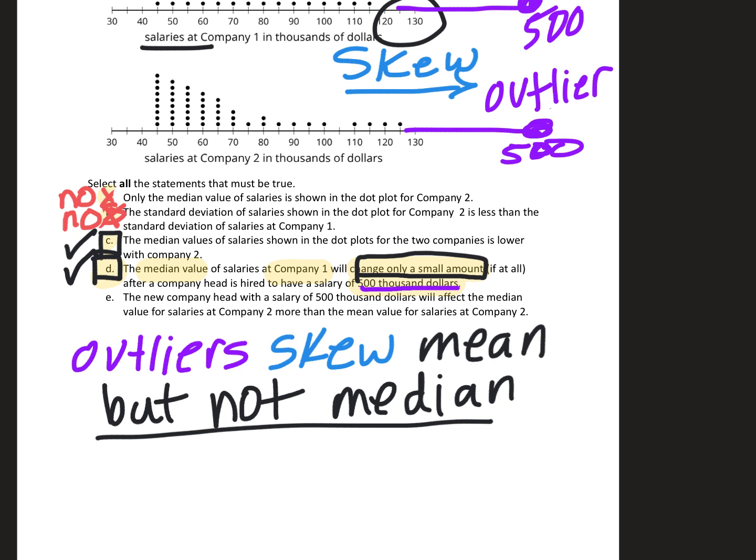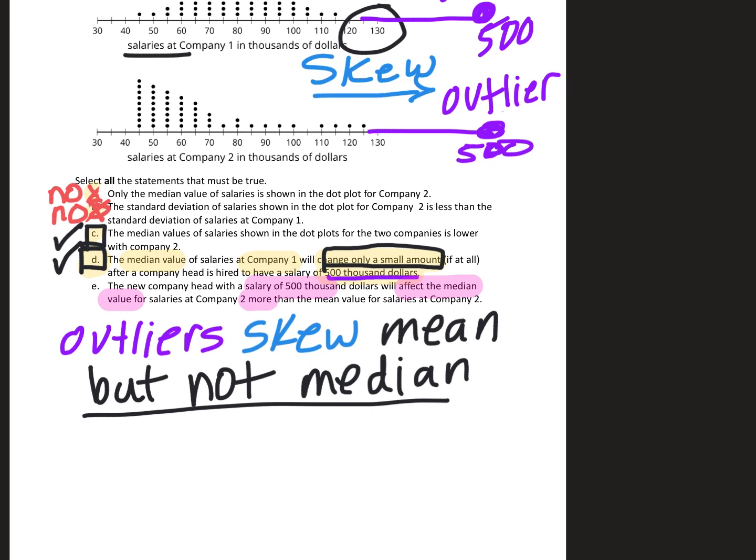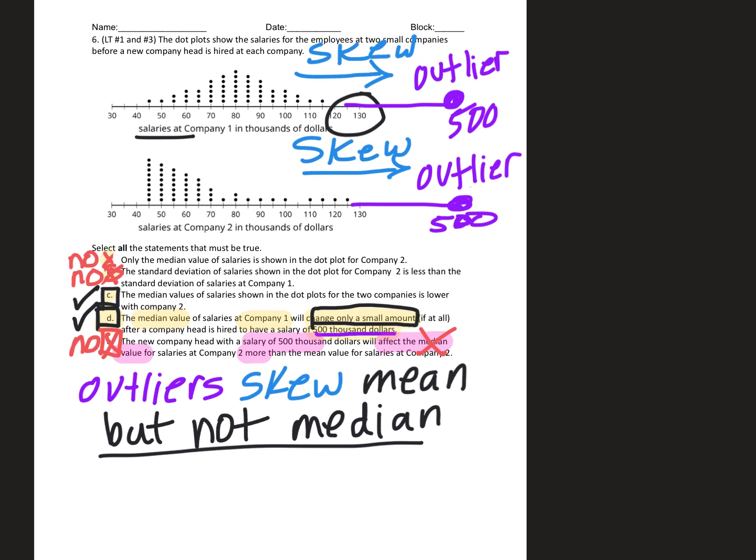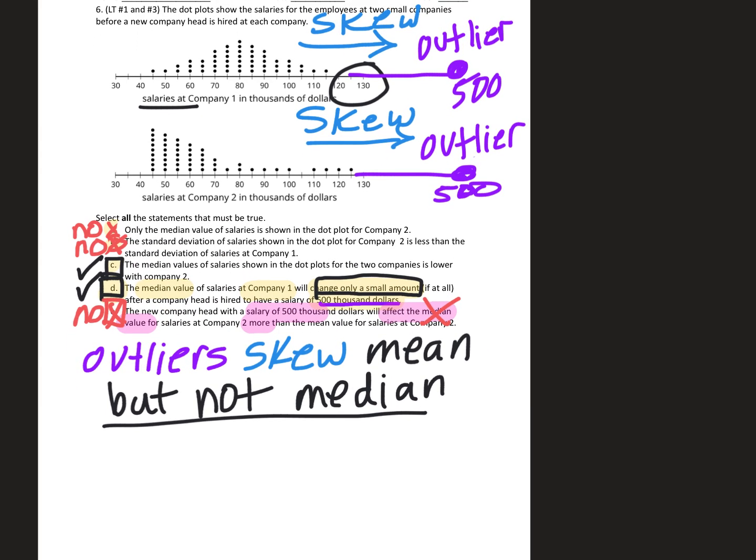And that also means if I look at option E, it says the new salary of $500,000 will affect the median values more. Okay, so again, not the median. They do not skew the median. So this is not correct. So E is going to be a no. So the two correct answers for number 6 are C and D.